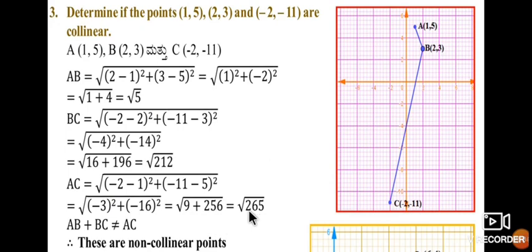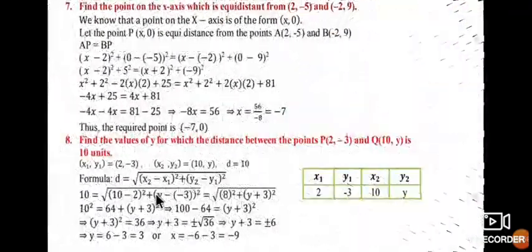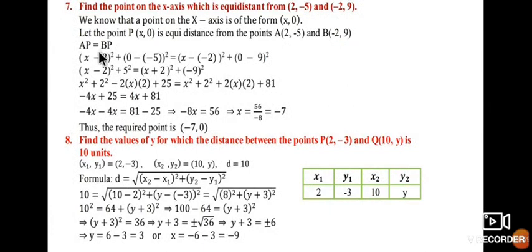Therefore we can check that AB plus BC is not equal to AC. Therefore it is not equal, therefore these 3 points are not collinear. It is not a collinear point but it is a non-collinear point.